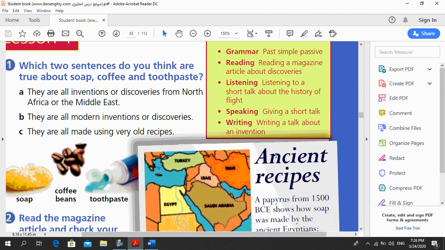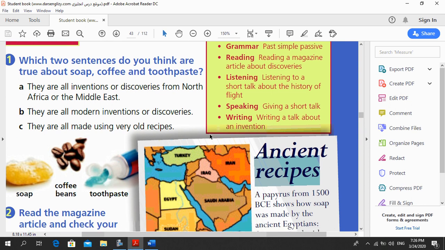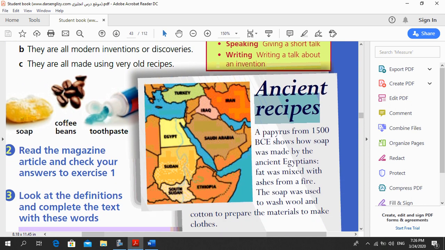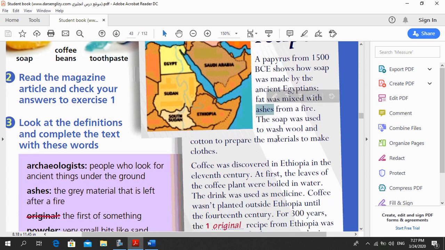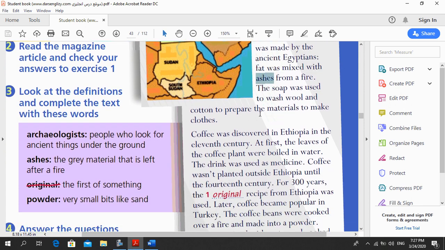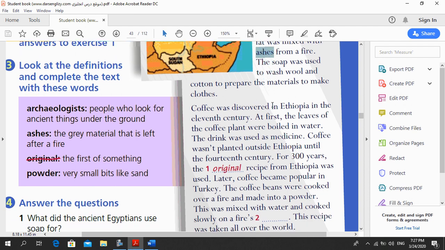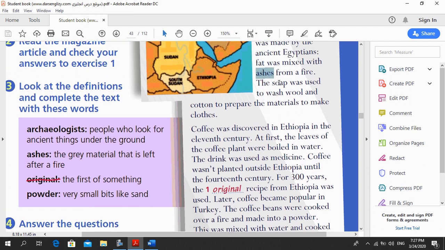Unit 17 is about ancient recipes. Recipe means how you make something. A recipe can be for food, mainly for food, but it can also be for soap, for example. Papyrus from 1500, like a paper from the very, very past, shows how soap was made by ancient Egyptians. They mixed fat with ashes. So they made the soap from fat and ashes.